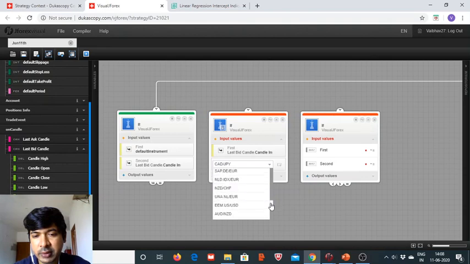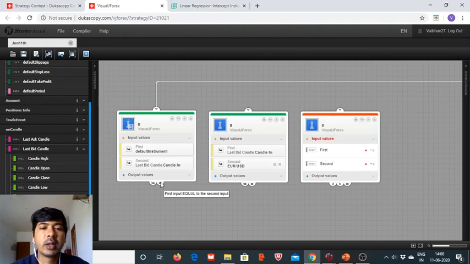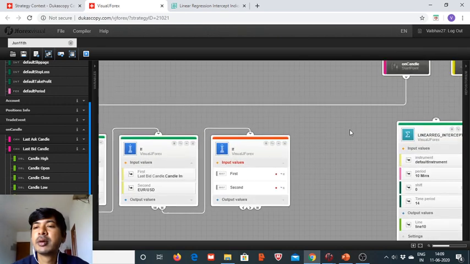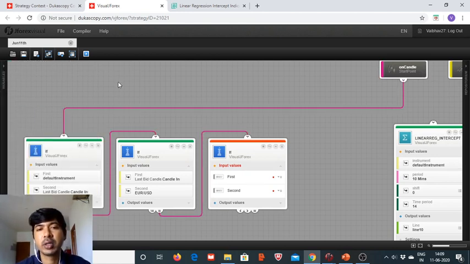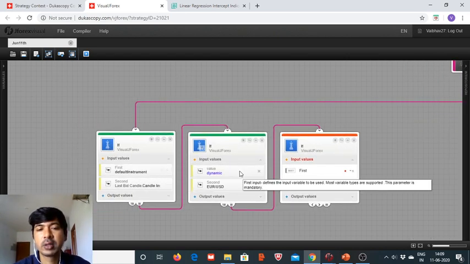So here, this is kind of a headache. Oh, okay, we got it. Now last bid candle should be equal to default instrument, and we'll need to color code this as well just to make sure that the flow is happening. So here we have got this.